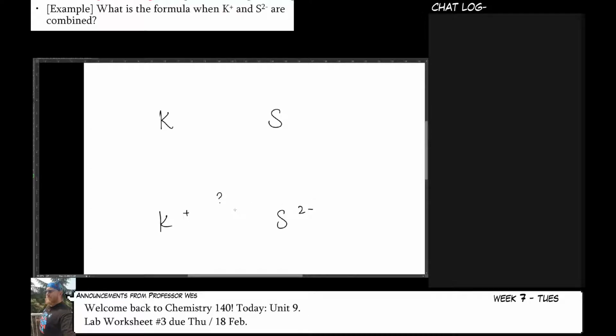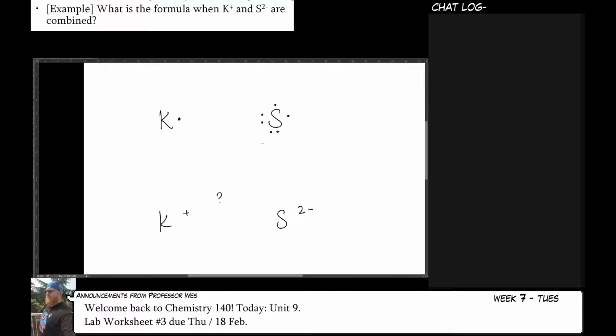And the way that we're going to do that is we're going to try and satisfy the octet rule. So here's my potassium. It has 1 valence electron. Why does it have 1 valence electron? You should be able to answer that by now. How many valence electrons does sulfur have? Hopefully you are looking somewhere and writing down 6.